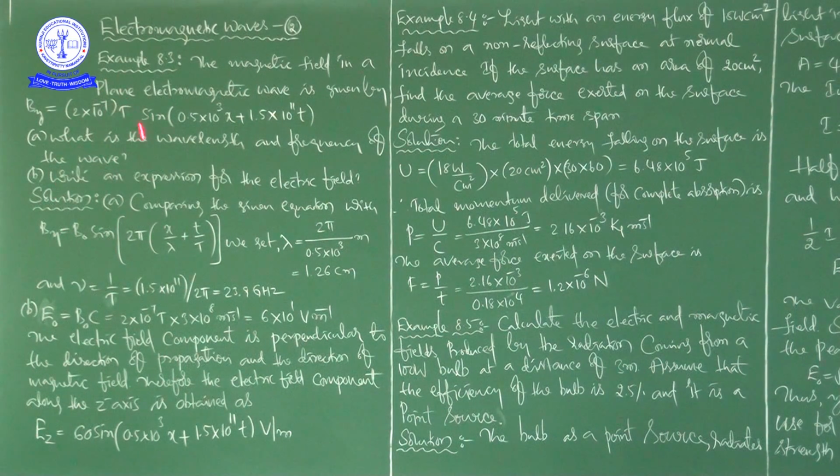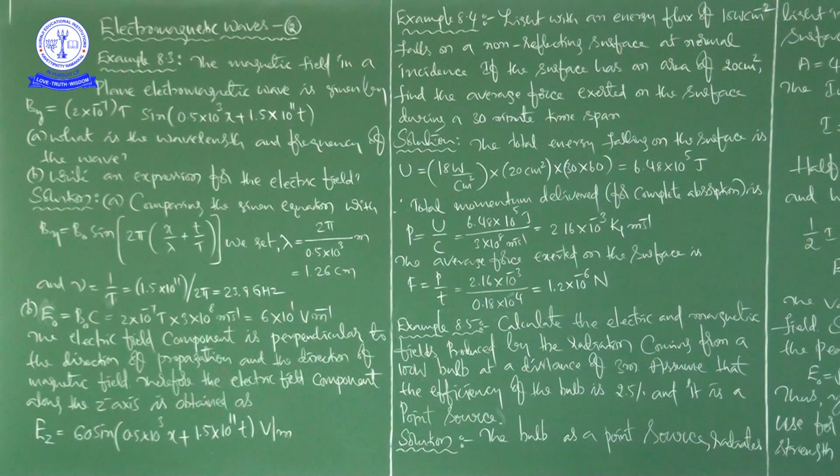So through the comparing you can decide this is the value of B naught. It is not a letter, it is like a unit. Okay, unit, Tesla. See this. So E naught is equal to B naught into C, that is equal to 2 into 10 power minus 7 Tesla into 3 into 10 power 8 meter per second. That is equal to 6 into 10 power 1 volt per meter. Okay, right.